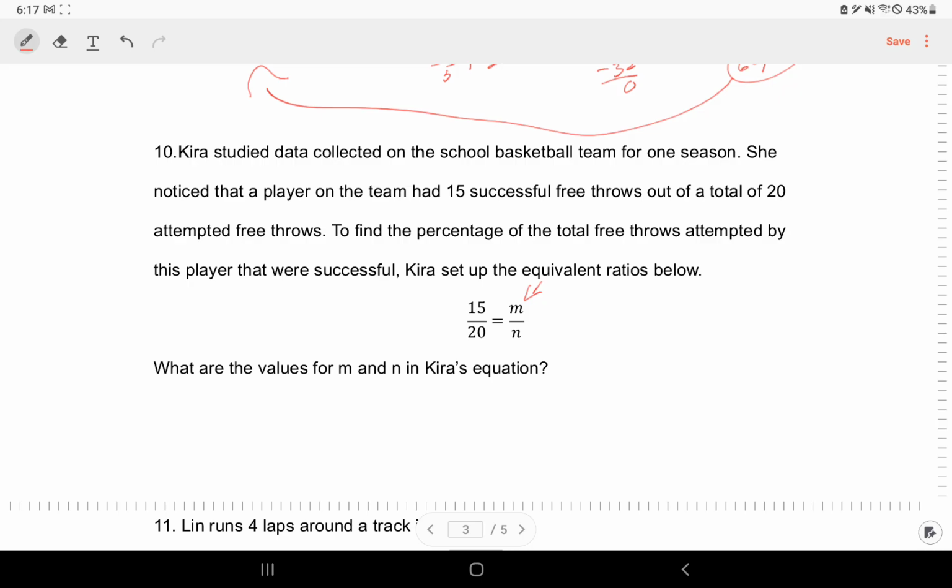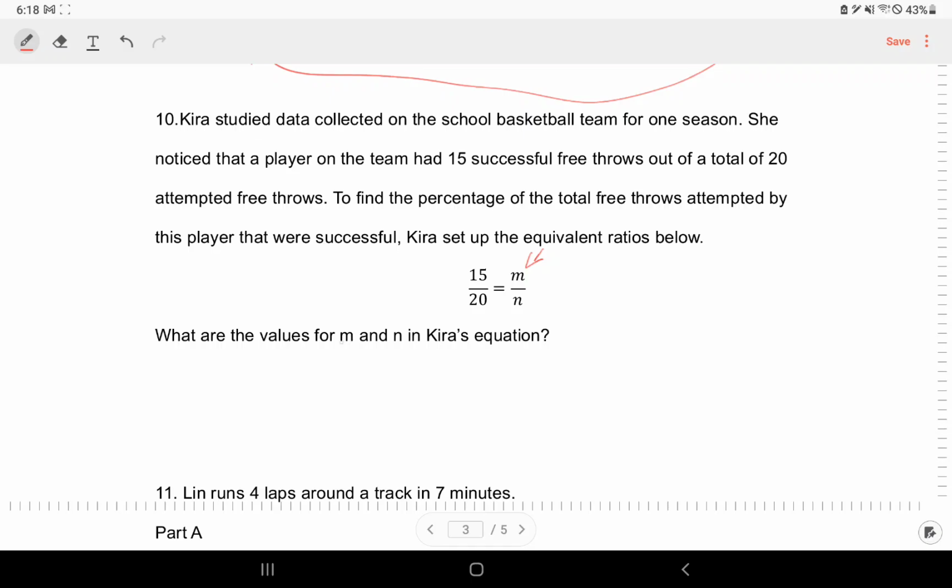Kira studied data collected on the school basketball team for 1 season. She noticed that a player on the team had 15 successful free throws out of 20 attempted free throws. To find the percentage of total free throws attempted by this player that were successful, Kira set up the equivalent ratios below. What are the values for M and N?